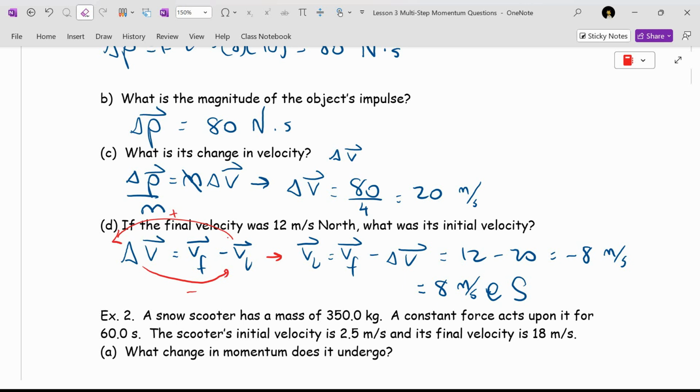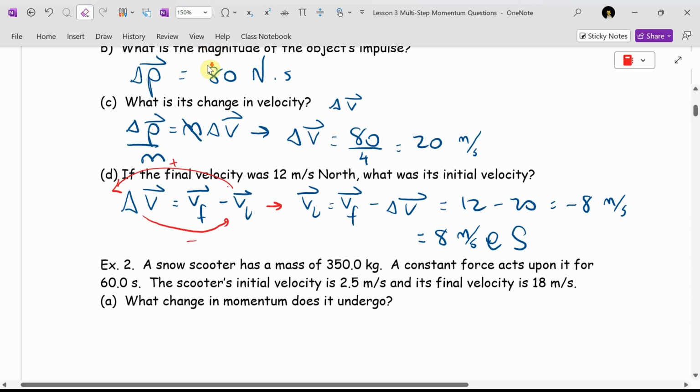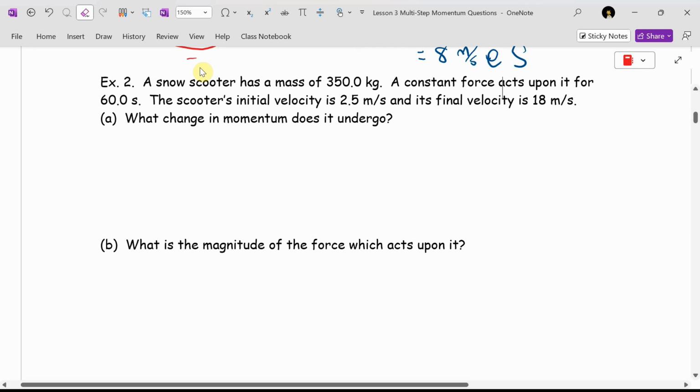Okay. I'm going to pause and I'm going to say, I hope you really haven't learned anything new so far. It's just been clarifying some stuff. Let's keep going. A snow scooter has a mass of 350 kilograms. A constant force acts on it for 60 seconds. The snow scooter's initial velocity is 2.5 meters per second. Its final velocity is 18.